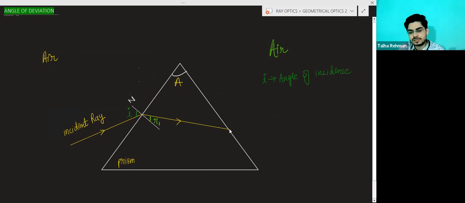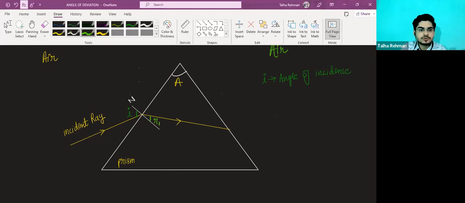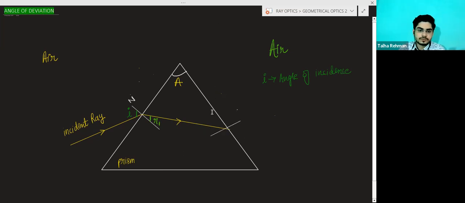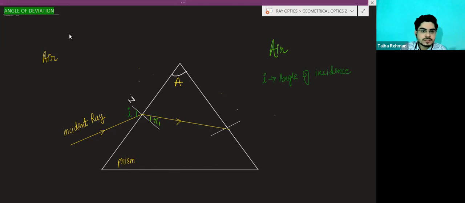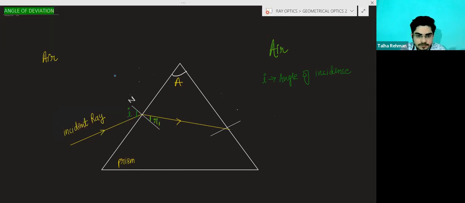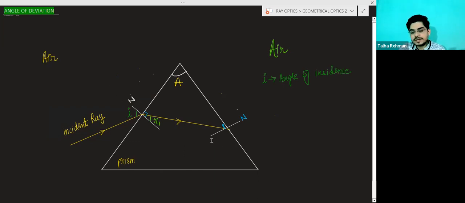Now again there will be refraction, because this light ray is going from the denser medium to the rarer medium, prism to air. Again we will draw the normal to show the refracted ray and the incident ray. Normal means this angle will be 90 degrees. This is the normal. So remember this. Now the light ray is moving from denser to the rarer medium.